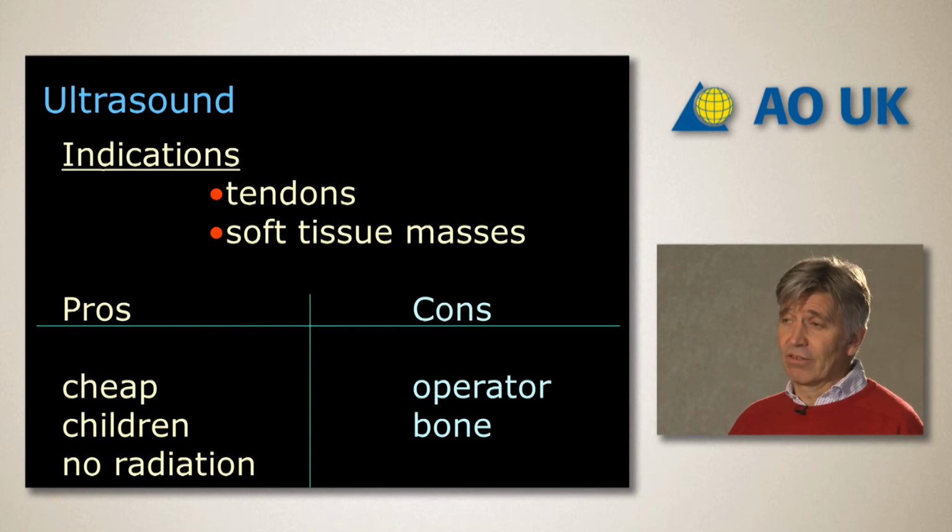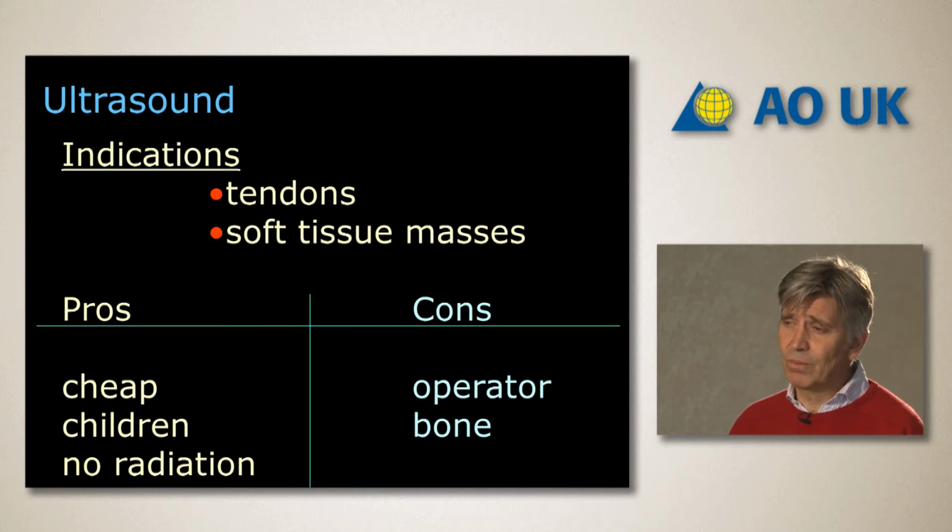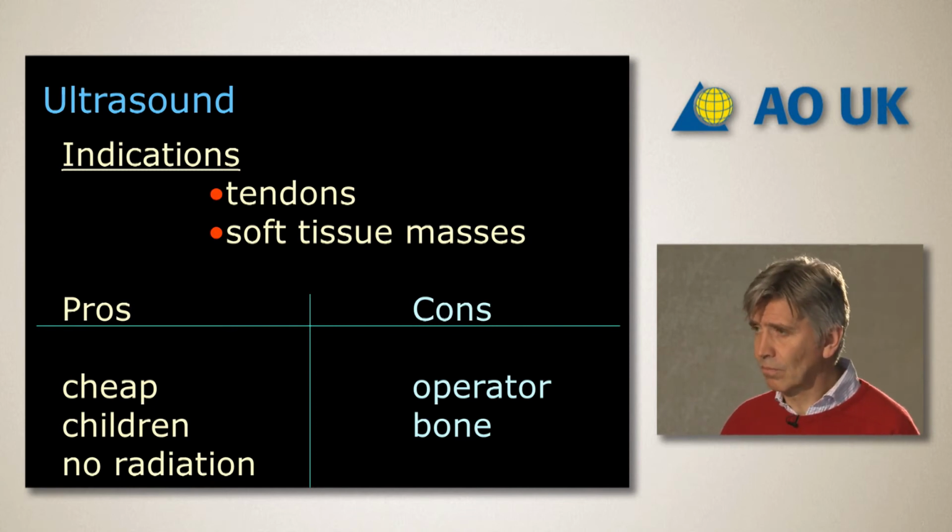So what about other modalities? Ultrasound. This is useful for tendons, particularly tendon ruptures, also soft tissue masses. The pros are that it's cheap, it's very good for children, and there's no radiation. The cons are that it is very, very operator dependent. It's also not very good for bone.